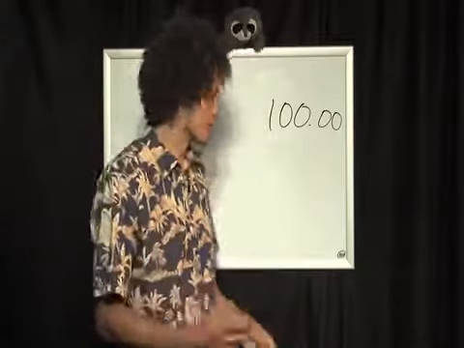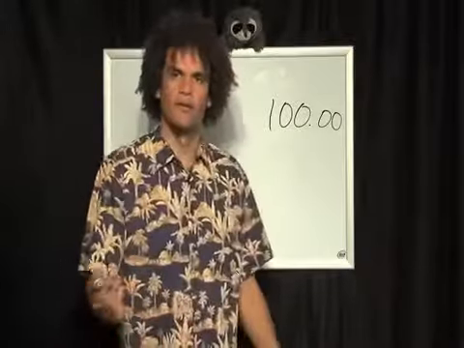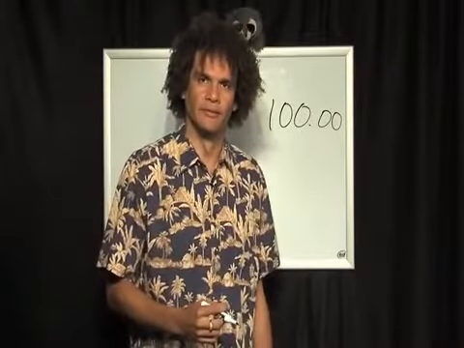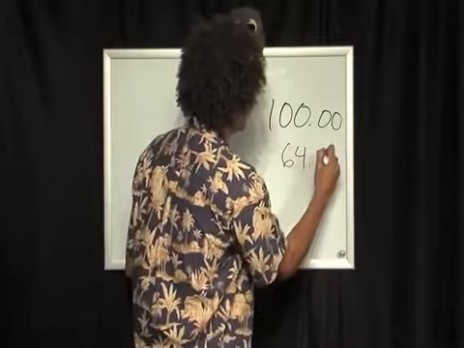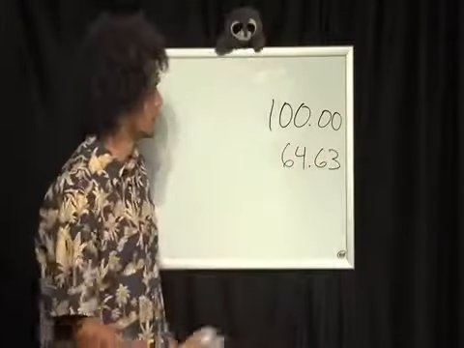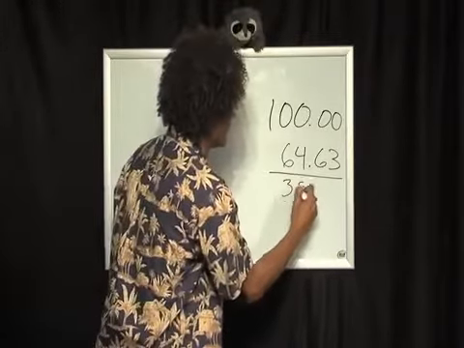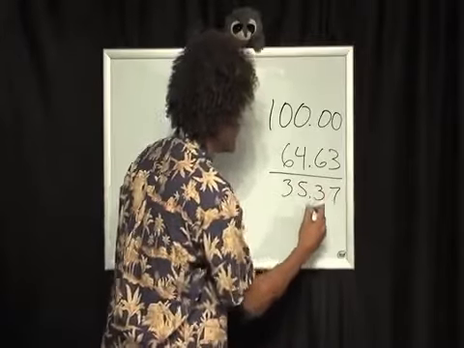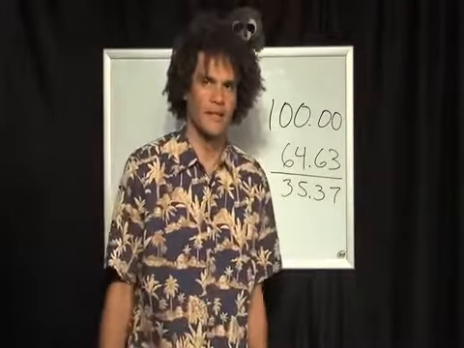So, give me another number, quick. 64.63. Again, what do I have to do? Build a 9. Need a 3. Need a 5. Need a 3. Need a 7. Done. It's that easy.